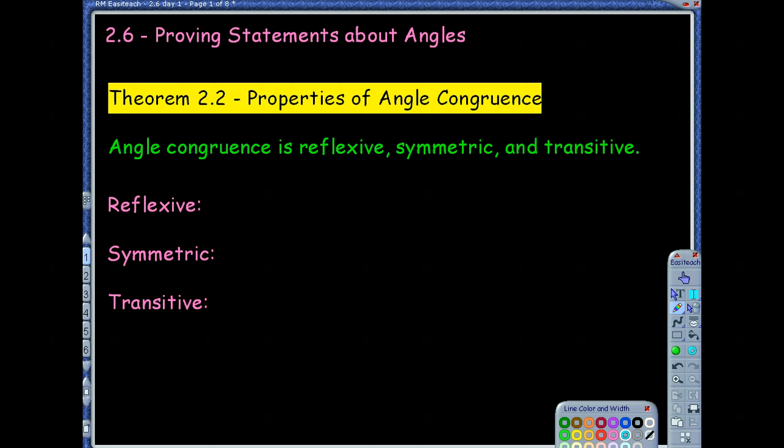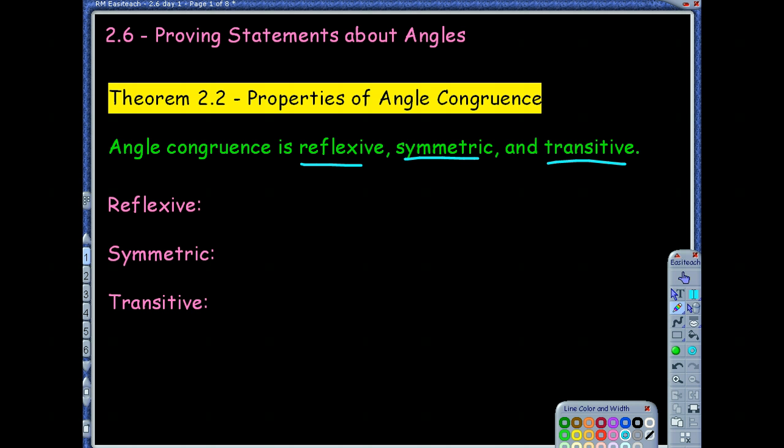We have a new theorem, and this is theorem 2.2 in your textbook, but again, we would never just call it theorem 2.2. It deals with the properties of angle congruence, and there are 3 parts to this theorem. It just says that angle congruence is reflexive, symmetric, and transitive. We've seen those words before, but now with angles.